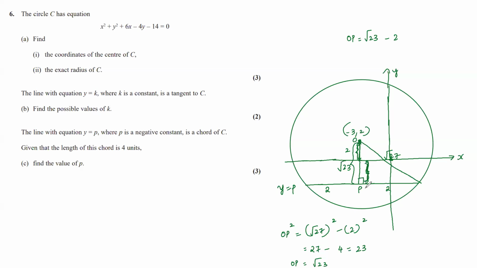But since this is below the x-axis, this will give you a negative answer. The distance will be negative. So we have to multiply this with a negative sign. So root 23 minus 2, you multiply with a negative. So this will become minus root 23, minus into minus, plus 2. The only reason is that it is below the x-axis. So this can also be written as 2 minus root 23. So the value for P will be 2 minus root 23. So this is the final answer.